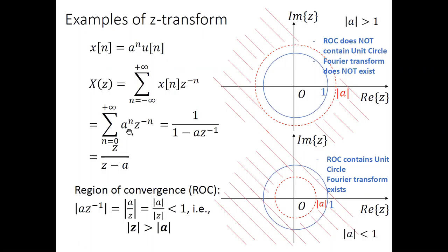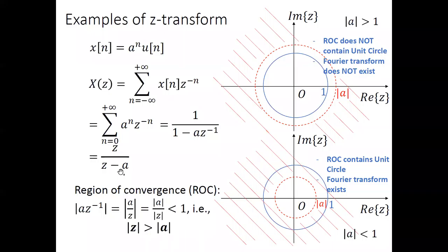And we use the formula for the summation of common ratio that we learned before. On the numerator, it is just the first term of this series. The first term when n equals 0 is 1. On the denominator, it is 1 minus the common ratio. Common ratio is a times z to the power minus 1. So we can simplify a little bit by multiplying both the numerator and denominator by z. So numerator becomes z, denominator becomes z minus a.